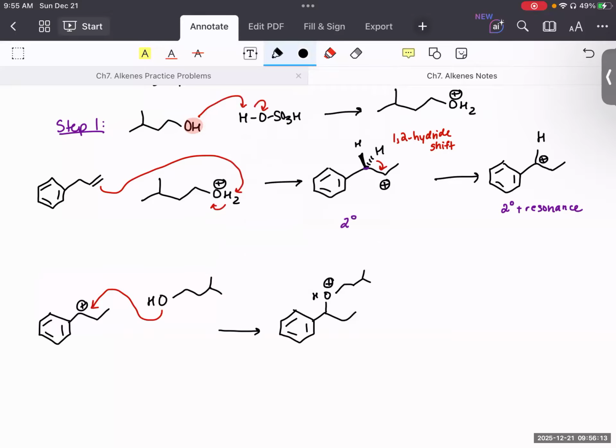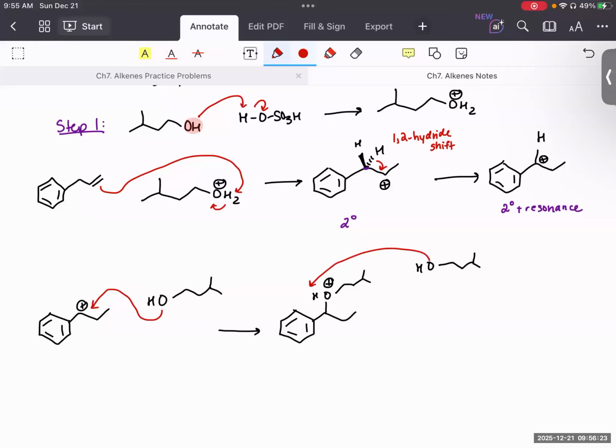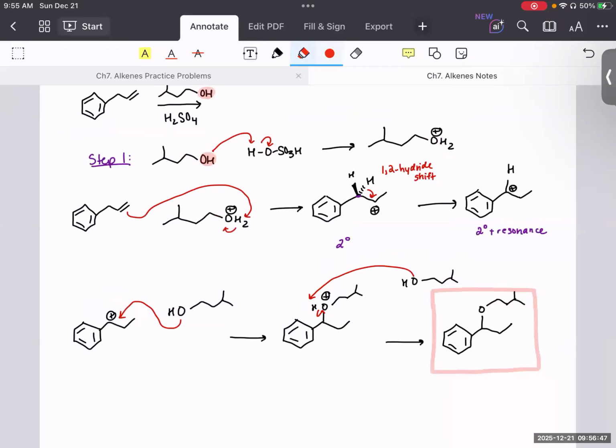Finally, in the last step, we have another alcohol come in and deprotonate that hydrogen. And so our final product is going to look like this. All right, so that gives us the product to this reaction.